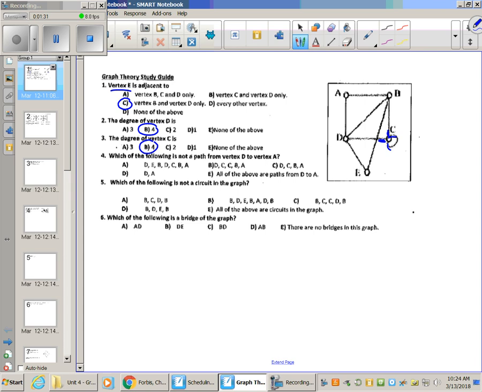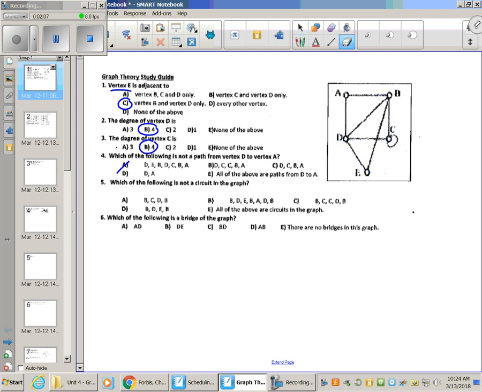Number 4 says, which of the following is not a path from vertex D to vertex A? All right, so this was like on your quiz. People kind of got this one wrong. So you're going to have to check all these. Okay, so for the first one, for A, DEB, DCBA. Okay, well, I'm going to start at D, going to E, to B, to D, to C, to B, and back to A. Well, if you notice that worked out, so that is a path from D to A. So I can cross off A.